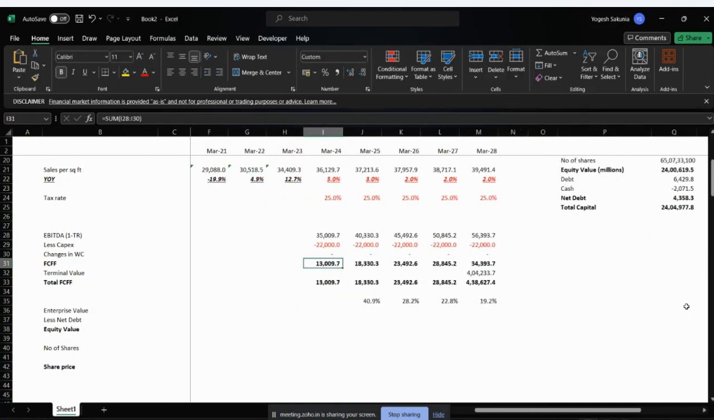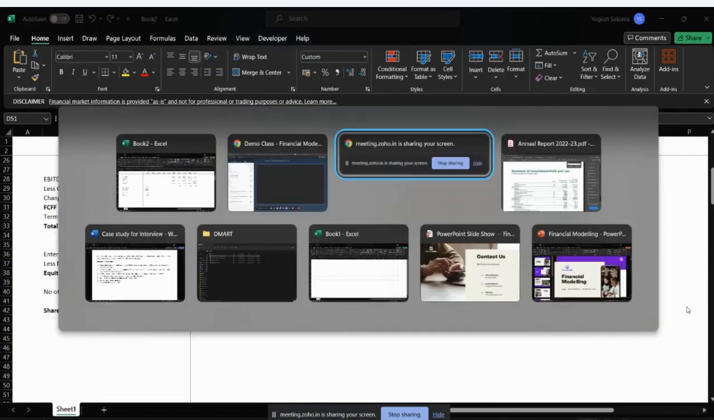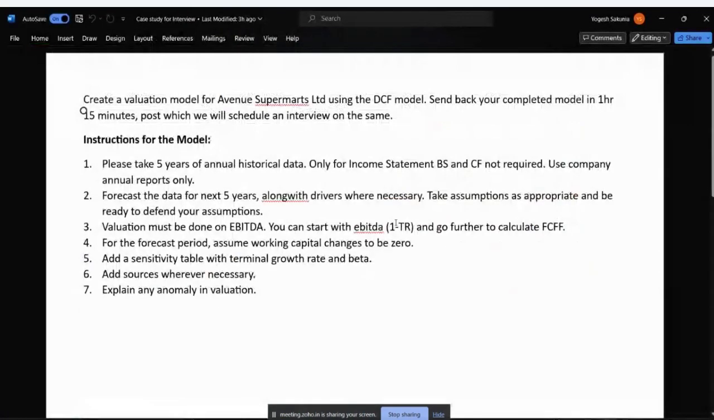What you can do is forecast for another 5 to 10 years, or maybe 15 years also, and then slowly taper it down to that. And if you do that, then you could get closer to that 4,000 number, right? This is potentially the anomaly that was being spoken of in the question, because the question said to explain any anomaly in the valuation. So this is something that you could explain, saying that this is happening because of this reason.